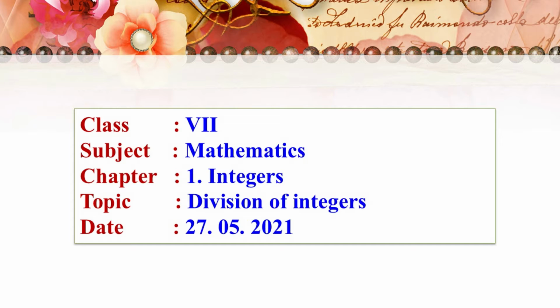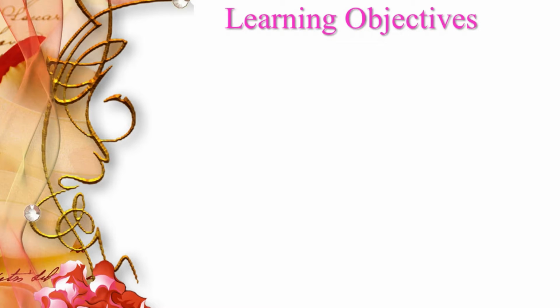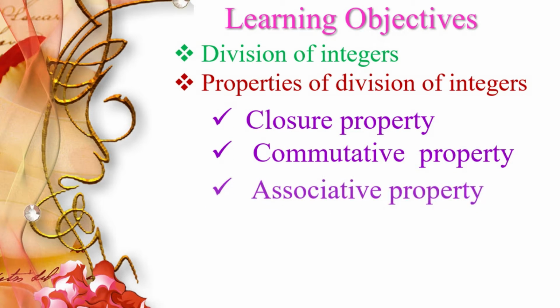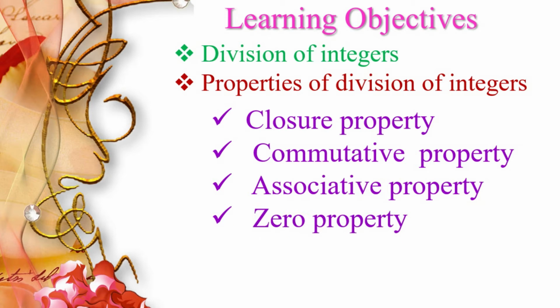In this session we are going to learn 7th standard mathematics chapter 1, integers, topic: division of integers. In this chapter we are going to cover the topics of division of integers and properties of division of integers. Let's see the properties: closure property, commutative property, associative property, zero property and identity property. Let's see division of integers.